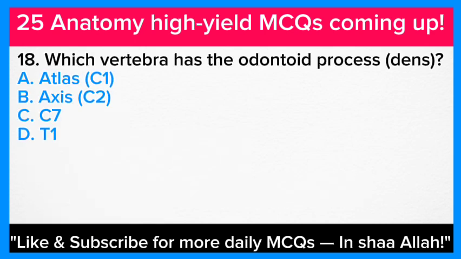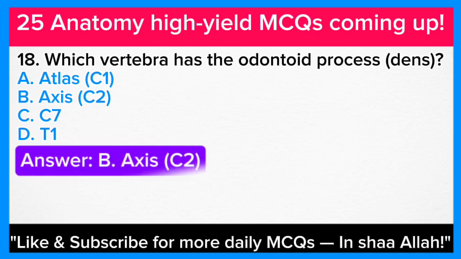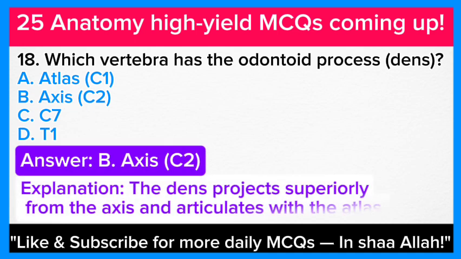18. Which vertebra has the odontoid process, the dens? A. Atlas, C1. B. Axis, C2. C. C7. D. T1. Answer: B. Axis, C2. Explanation: the dens projects superiorly from the axis and articulates with the atlas.